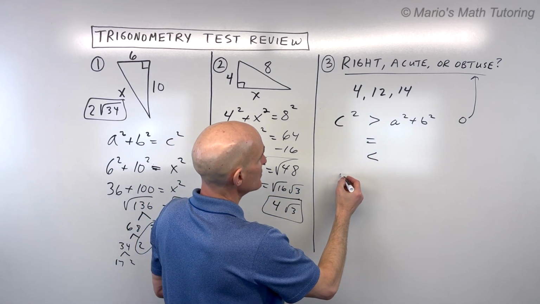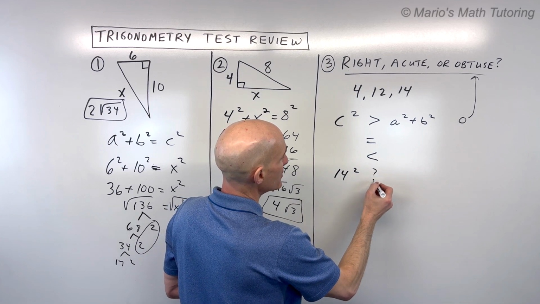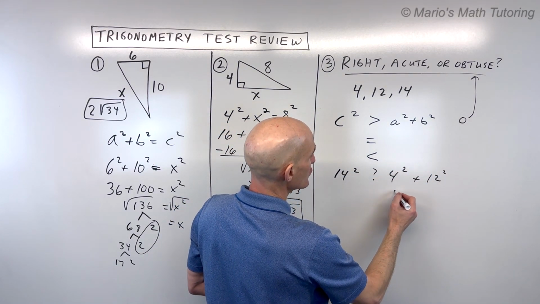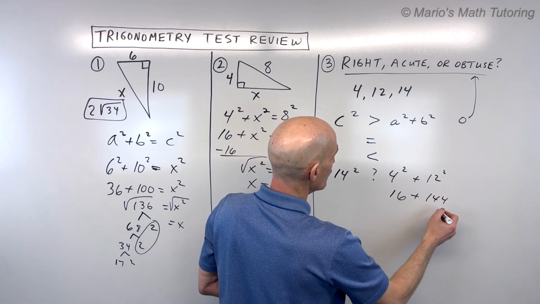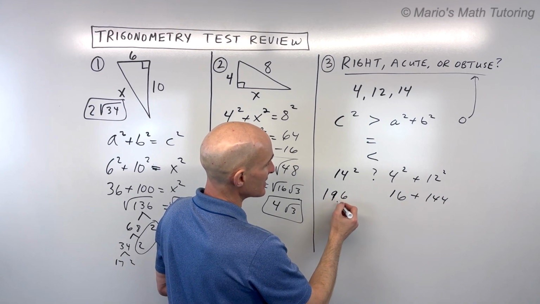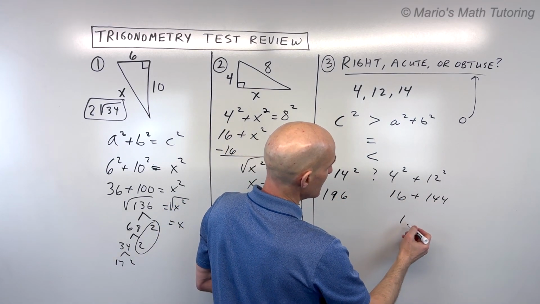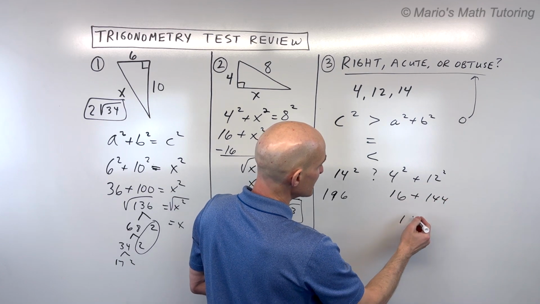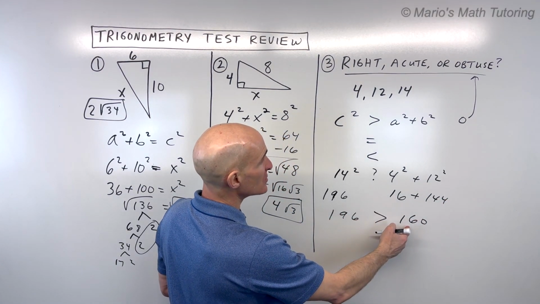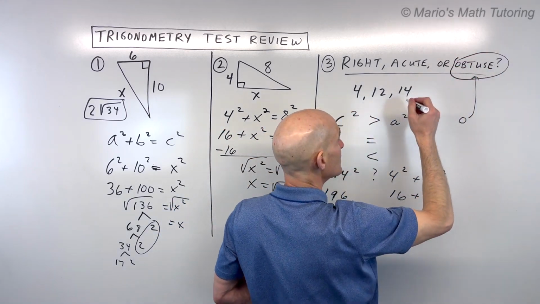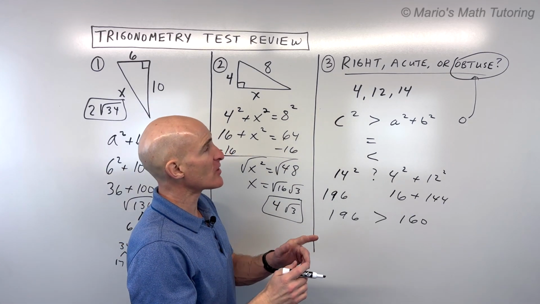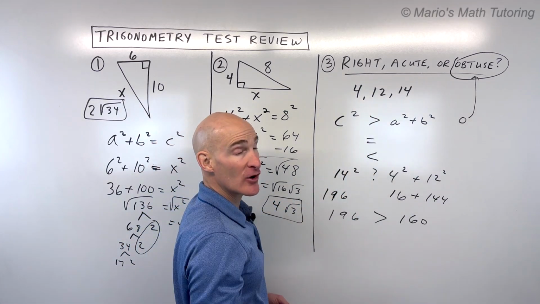So let's see what this looks like. We've got 14 squared, question mark, 4 squared plus 12 squared. Okay, 4 squared is 16, 12 squared is 144. 14 squared is 14 times 14, that's 196. This comes out to 160. But you can see that 196 is greater than 160, which means that this is actually an obtuse triangle. Now, one thing you want to be careful when you're doing these problems is sometimes they try to trick you, and there might not even be any triangle possible.